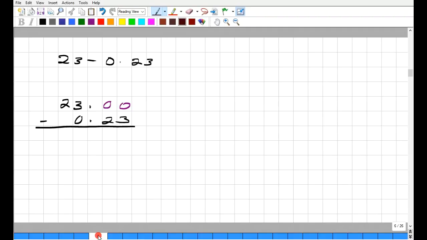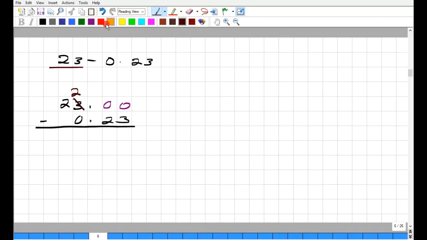Here we have a subtraction problem, a decimal problem. We have 23, and we're going to take away 0.23. So we put our placeholders in because this was a whole number, with no expressed decimal. We need to put that decimal point in and put our placeholders. Now I have 3 from 0. That can't work. So I need to take from the 3, leaving me with 2.